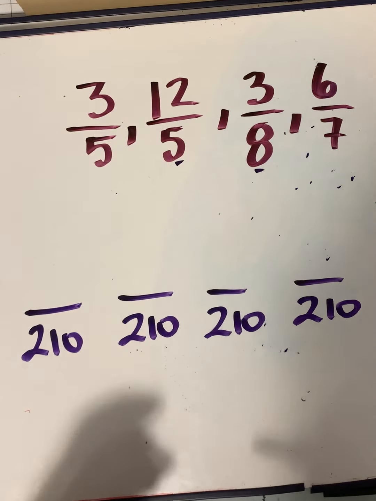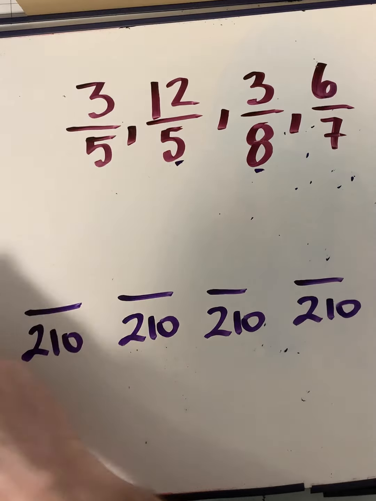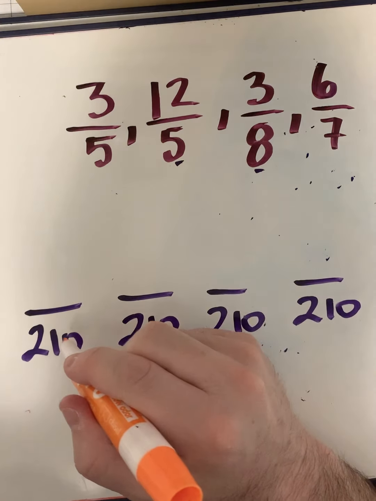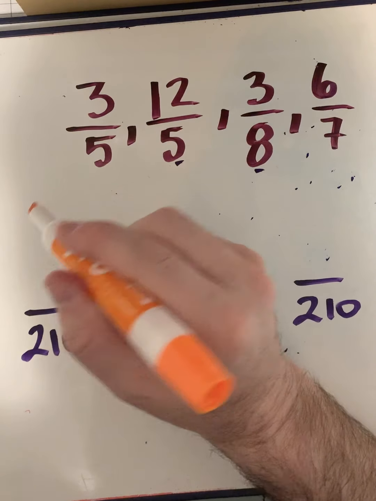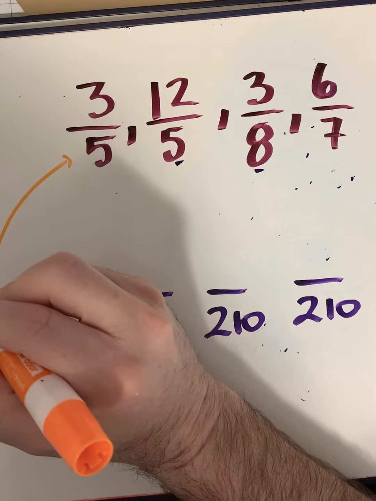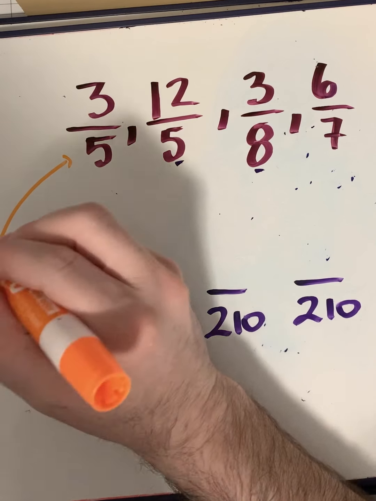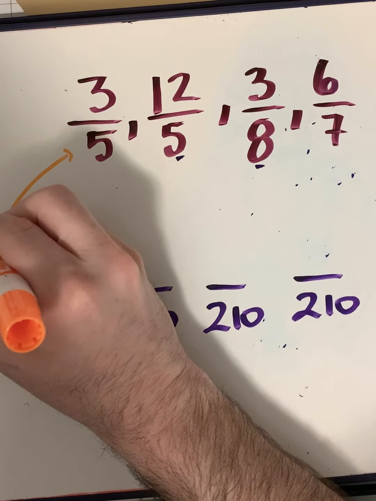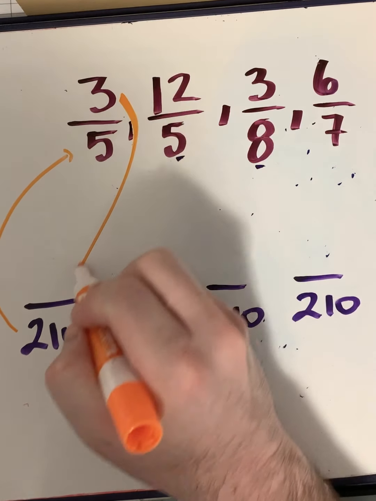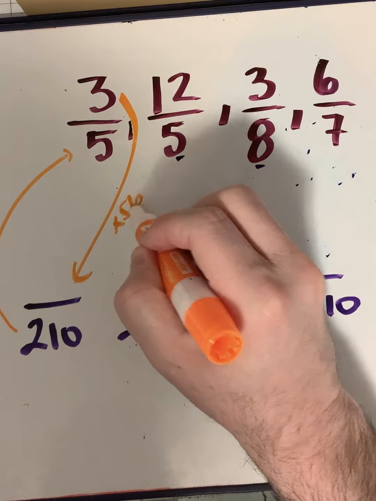I'm going to have to do some division here and then think about it in the other way. So how did I get from 210 to 5? Well, I divided by 56. That means that the opposite way, from 3 to here, I'm going to multiply by 56, right?